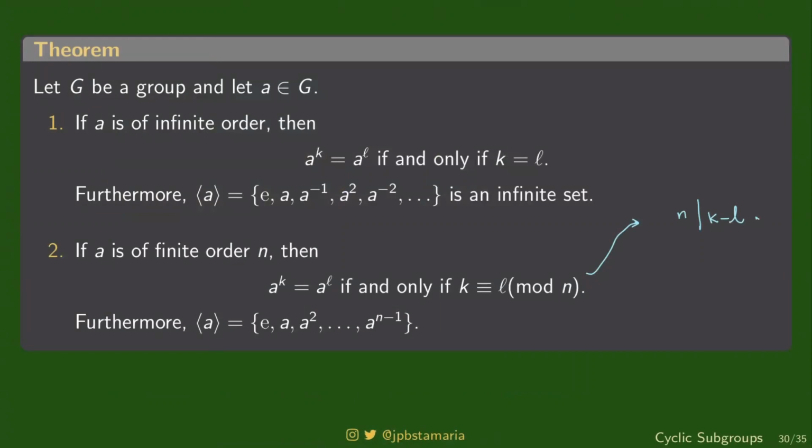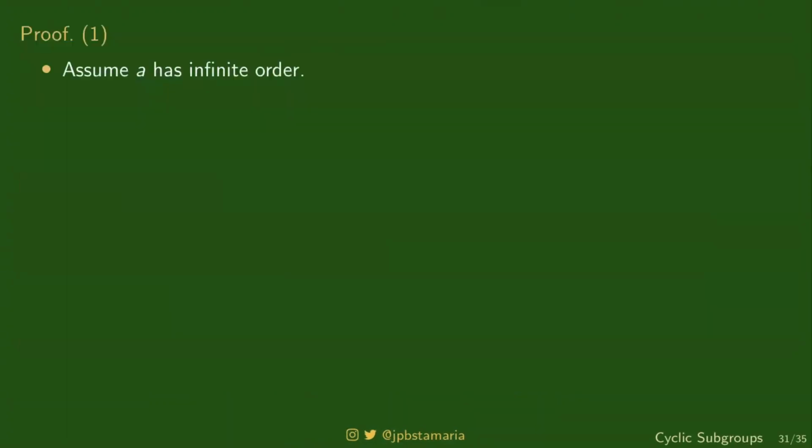Okay, let's prove this. Unahin muna natin ang number 1. Assume that a has an infinite order. So we will prove that two powers are equal precisely when their exponents are equal. First of all, notice that if a is of infinite order, the only way for a power of a to become the identity is when k is 0. Kasi by definition, kapag sinabi nating a is of infinite order, pag ginawa mo yung a to the 1, a squared, a cubed, a to the 4, never babalik yan sa identity. Yun yung meaning natin ng infinite order, di ba? So the only way for a to the k to be the identity is when the exponent is precisely 0.